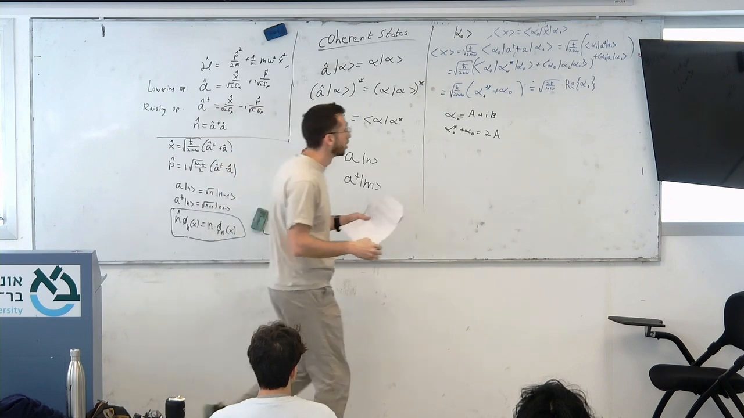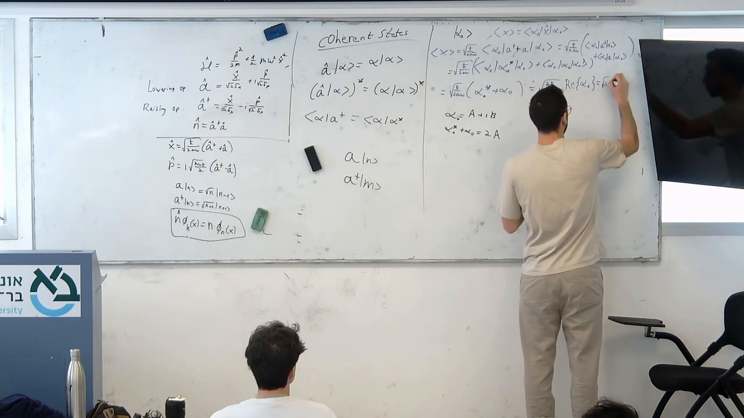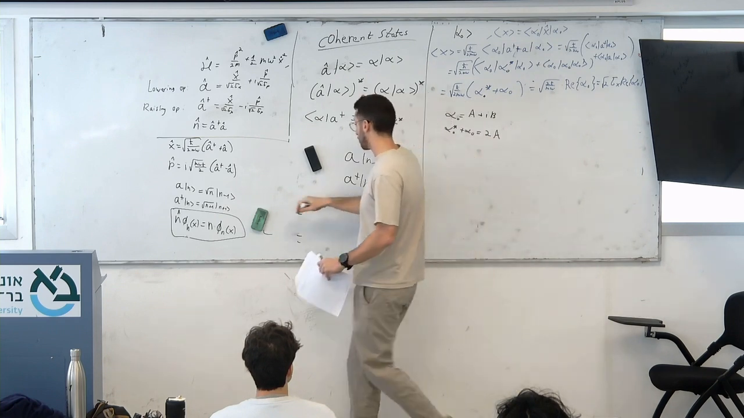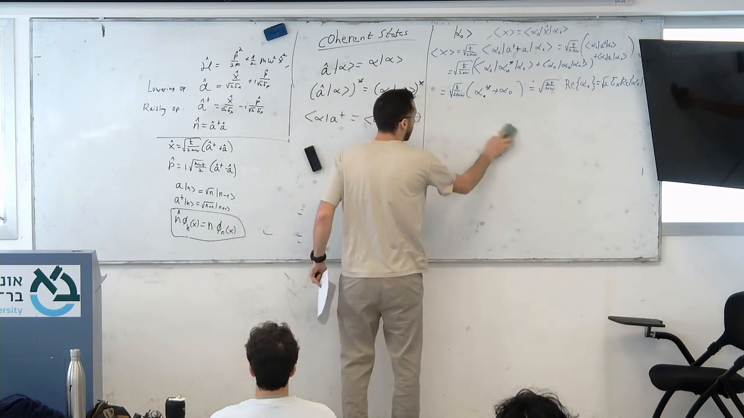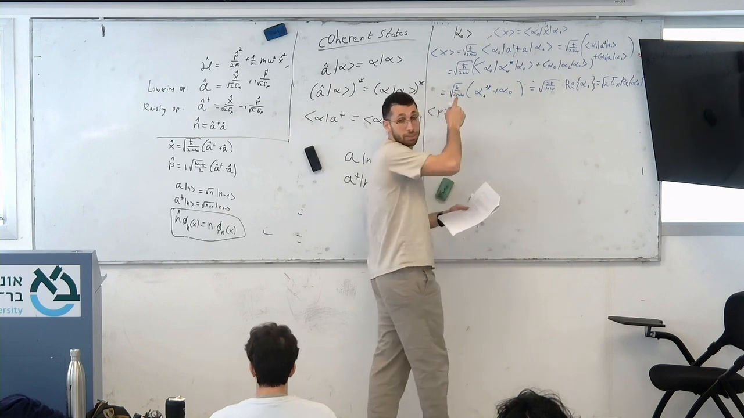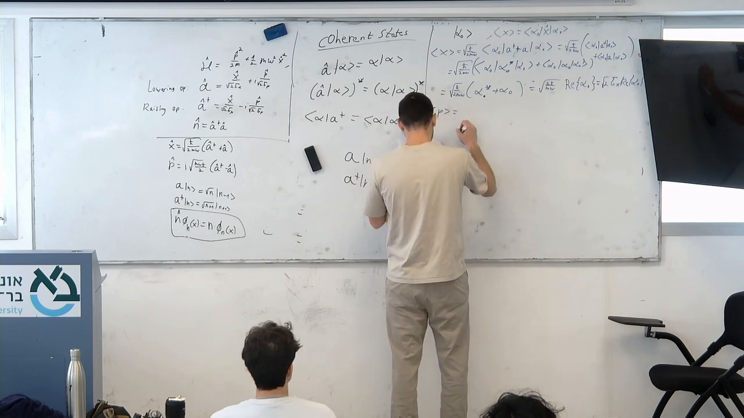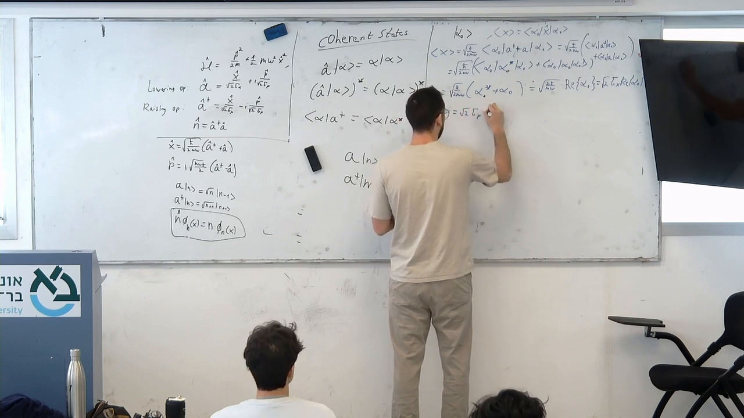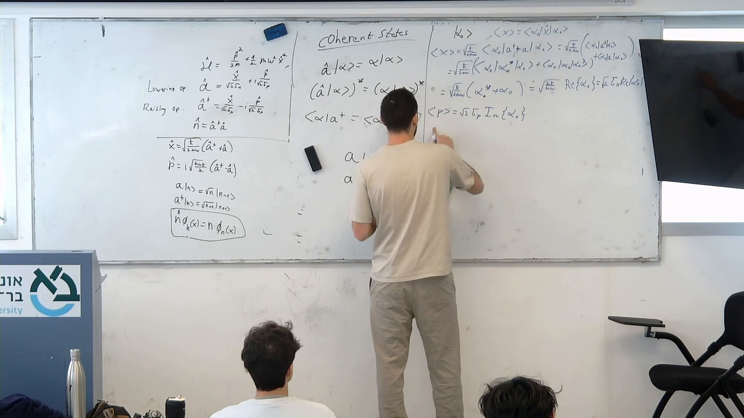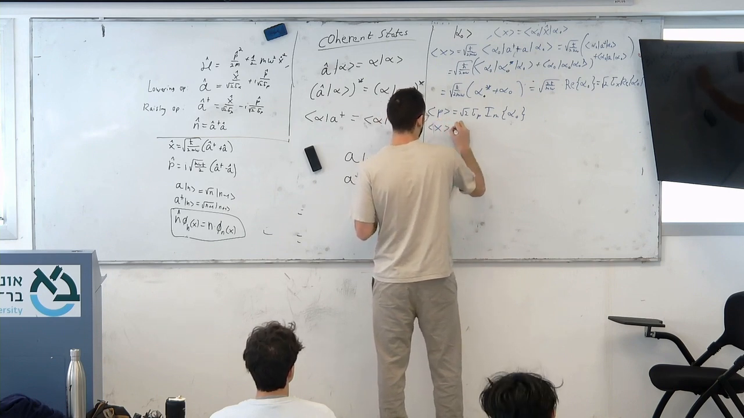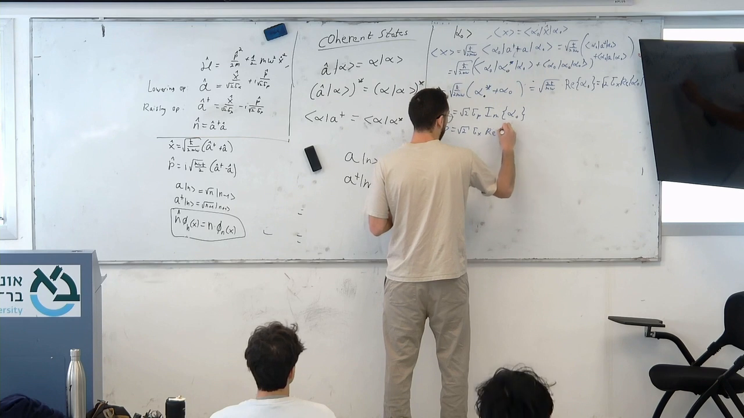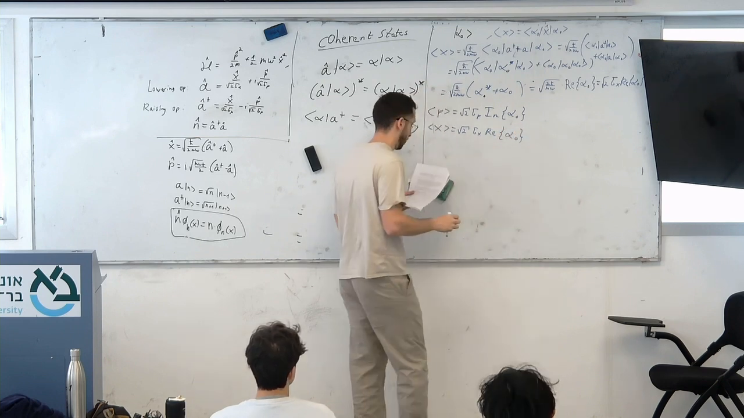Furthermore, this is equal to 2 square root of 2 sigma x times the real part of alpha naught. In the same manner, we can calculate the expectation value of the P operator in this coherent state, and we get square root of 2 sigma P times the imaginary part of alpha naught. Let's just write the two terms we got here. Very interesting.